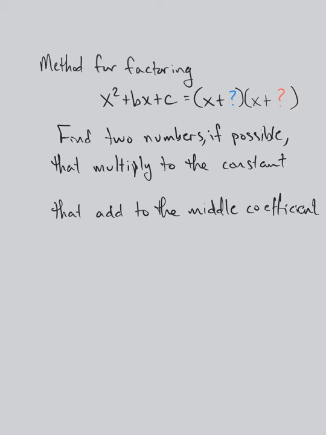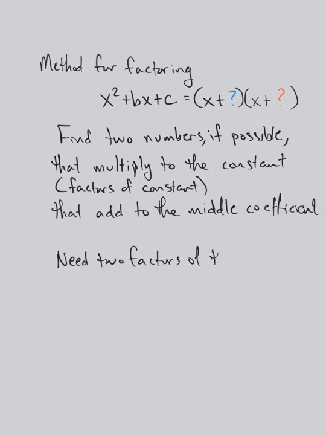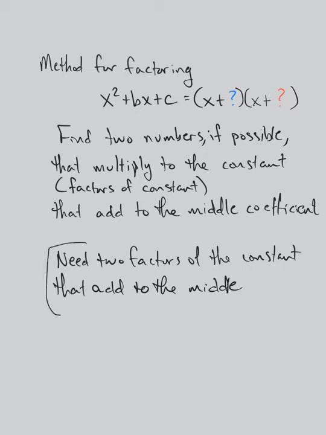Now, the thing I need to add in here, two numbers that multiply to the constant, those are factors of the constant. Okay, that's what factors are, things that multiply. Okay, so the way I usually phrase this is that you need two factors of the constant that add to the middle. Okay, and so it ends up being pretty much that straightforward like that.